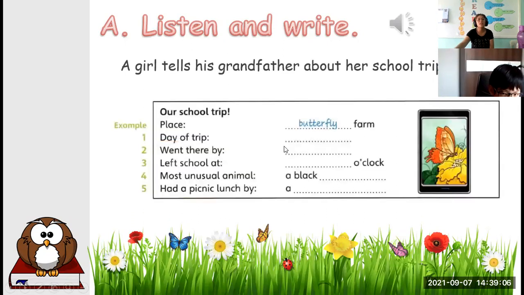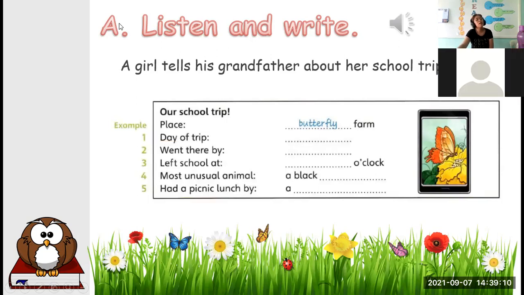Oh, this is about the lesson. This is listening. Oh, it's okay. I know you're very smart at this. I know you can do it. Wait a minute. Okay, you can do it now. Okay. Listen. A girl tells her grandfather about her school trip. I know you know what a trip is. You go somewhere together with your classmates.